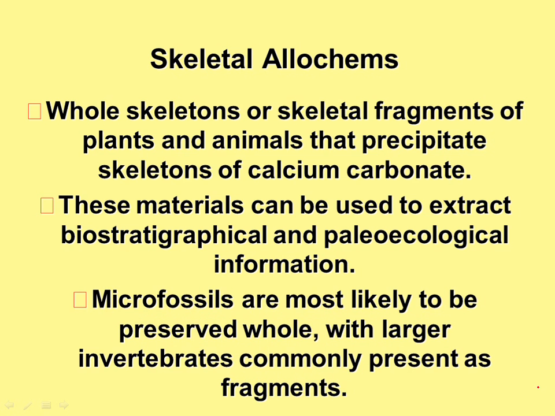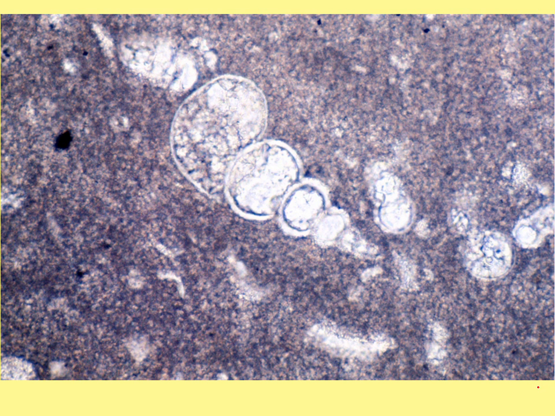Okay, so as I pointed out, microfossils are most likely to be preserved whole, whereas the larger invertebrates are typically present as fragments. And so here's an example. Not all of the calcium carbonate is in this picture. This kind of monotonous purplish color is micrite, essentially, so that's the orthochem present in this picture.